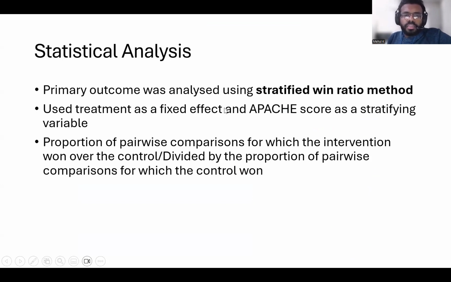Statistical analysis: we already mentioned they're using the win ratio, and they use the Apache score as a stratifying variable, because you want to assess patient groups which are actually somewhat similar to each other. So they used the Apache score to differentiate patients who are more or less sick. So Apache score more than 19, less than 19. That is how they actually stratified these patients. Otherwise, you're just introducing all kinds of bias if you don't stratify them.